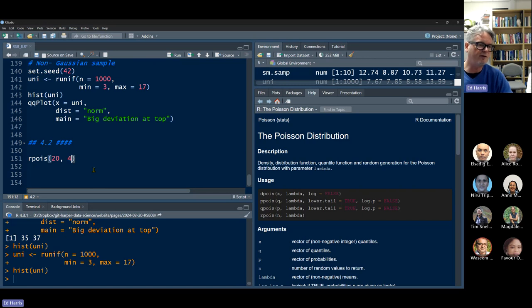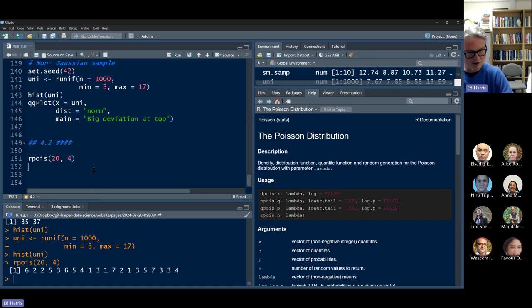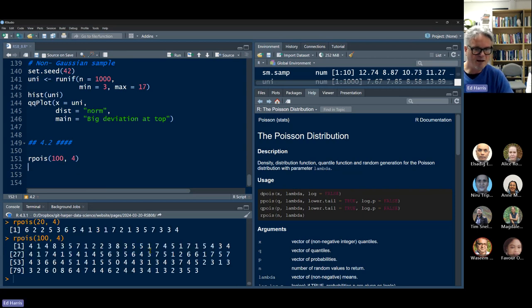Let's just see what we get. So we don't even get any zeros, and we don't get any higher than 7. Okay, if we were to simulate more, now we have some 8s and zeros scattered in there.